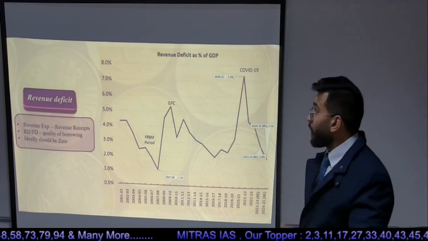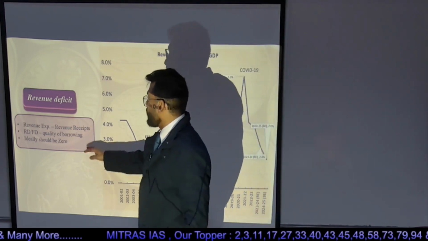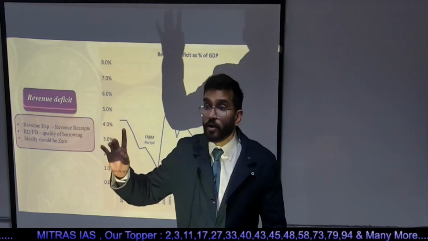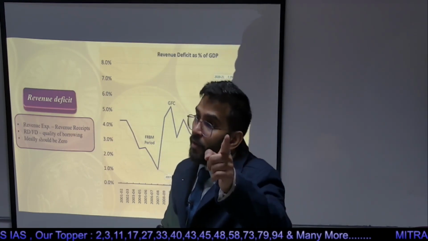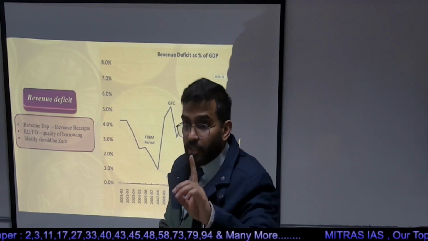So this ratio should ideally be less, and revenue deficit ideally should be 0, which was the original aim of the FRBM Act. You will understand this FRBM Act.